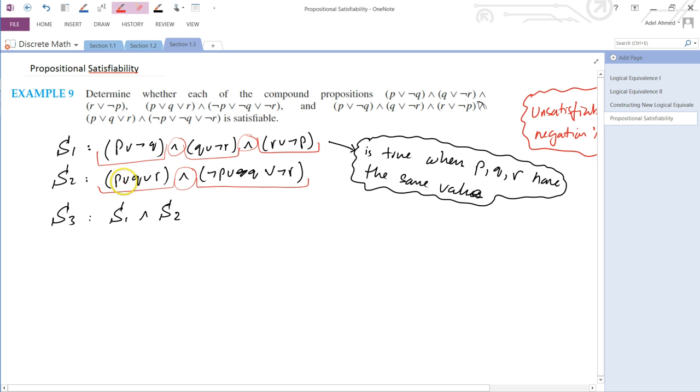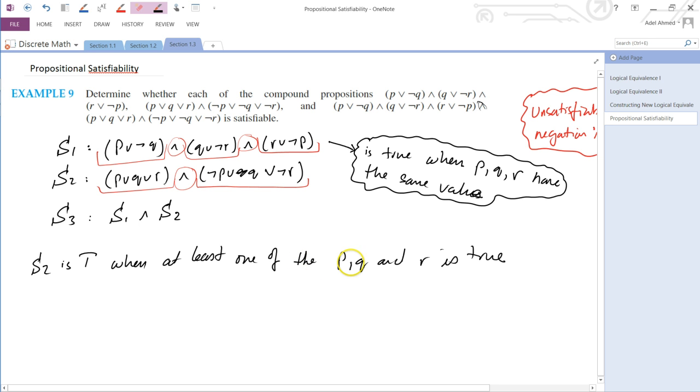Now inside here we've got the OR operator. Inside here we also have the OR operator. So this means that statement number 2 is true when at least one of the values P, Q, and R is true, and at least one of them is false.